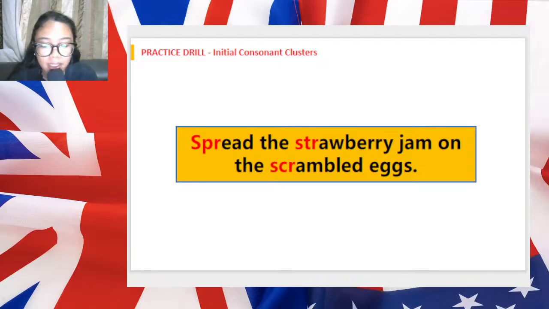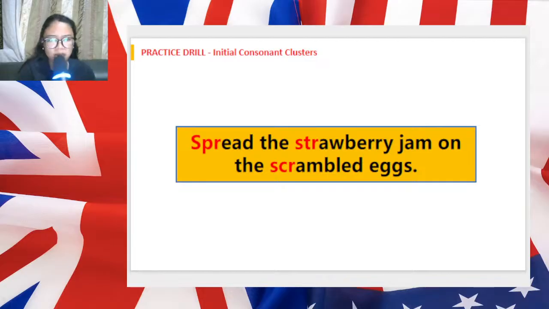Okay, very good. There are three initial consonant clusters, all of them with three letters or three sounds. First is SPR, second STR, and lastly SCR. Notice the pattern. The beginning is S, a hissing sound, and then it ends with a roaring sound, the R sound. There are just different letters in the middle. Again, the sentence is: spread the strawberry jam on the scrambled eggs.